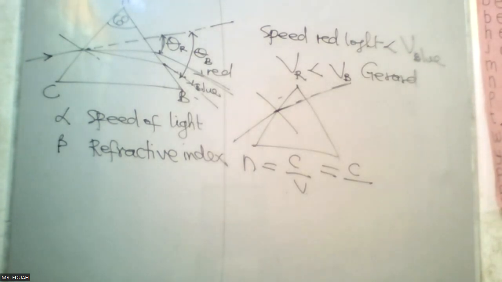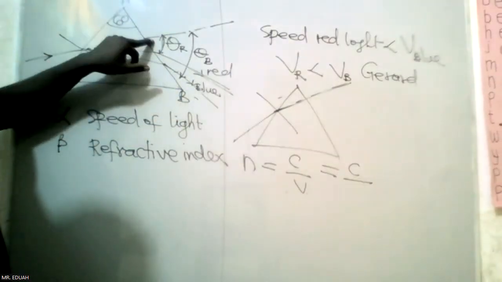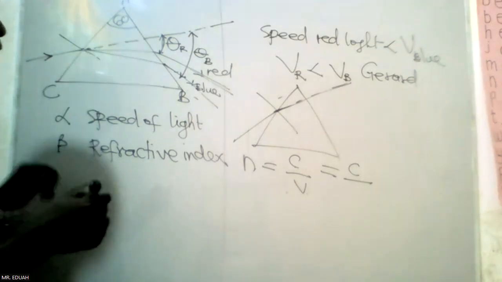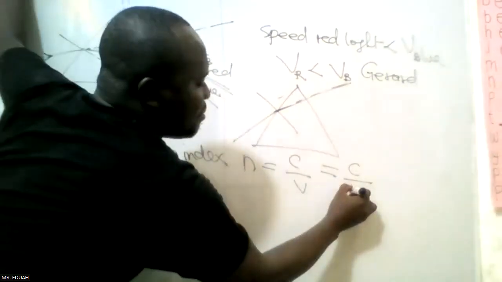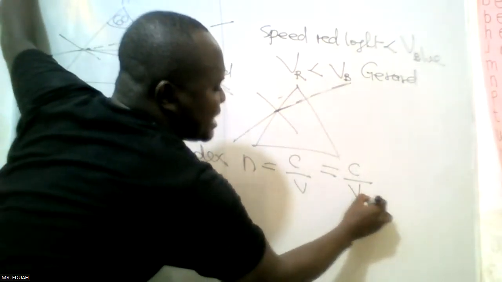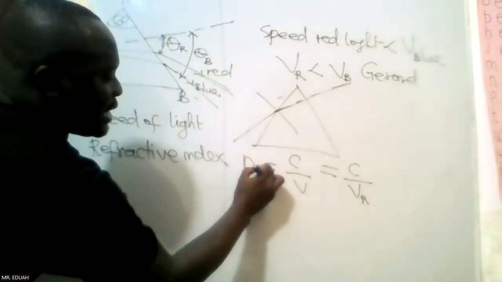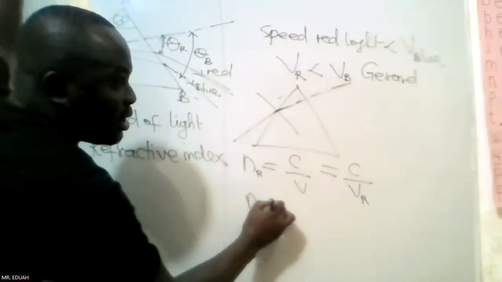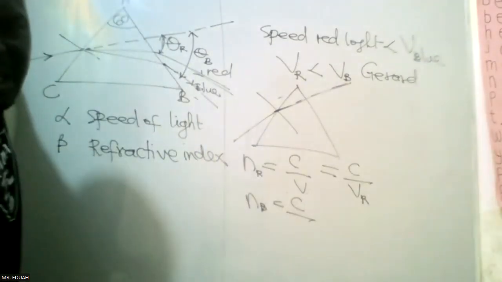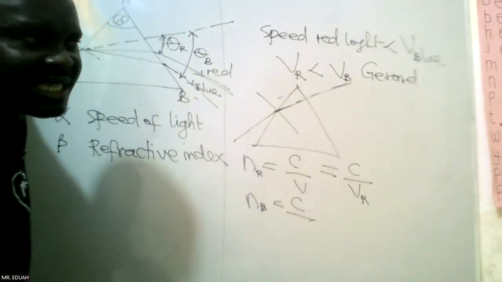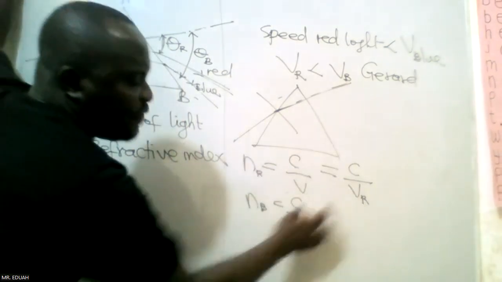The speed of red light in this medium is greater. The speed of red light in this medium, V red, is large. Then this is for red. Then for blue, C is constant. What about the speed of light? Speed of blue light in the medium, VB. Is it large or less comparing VR and VB?